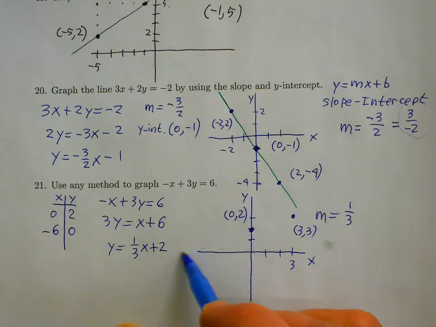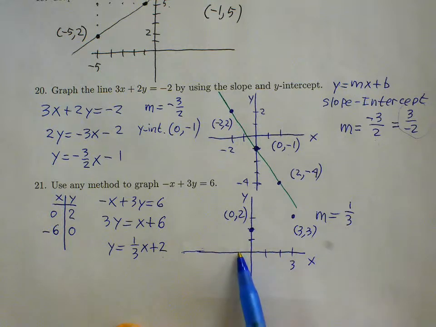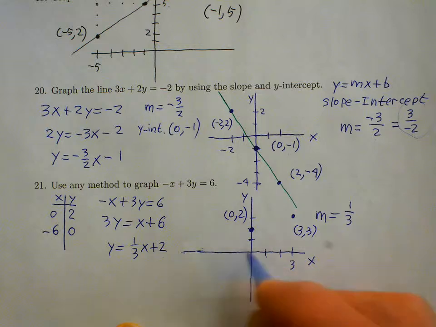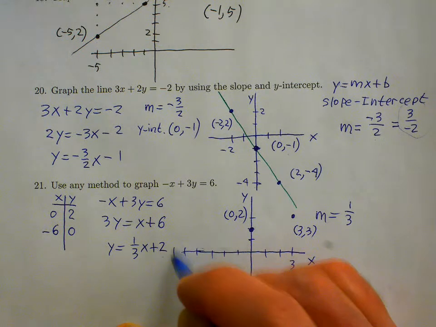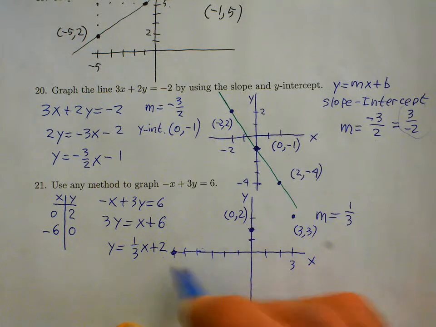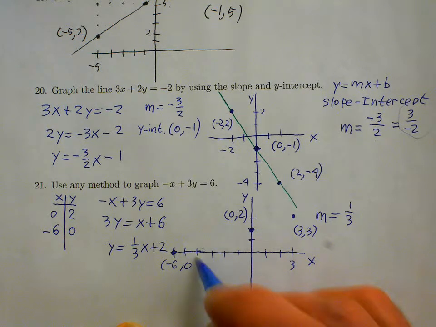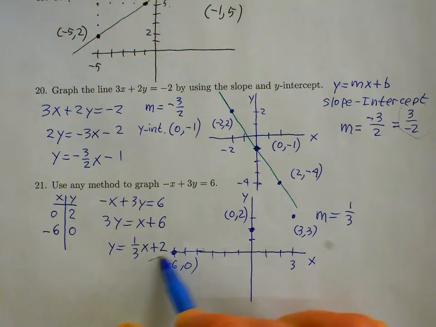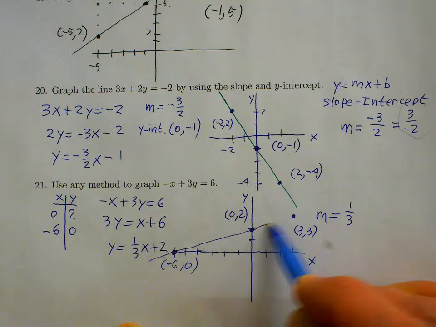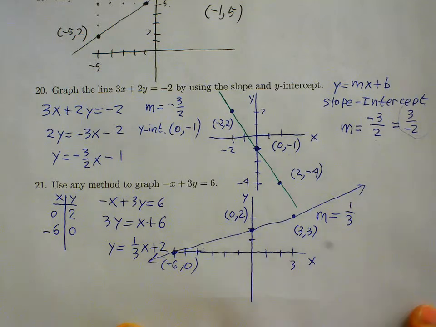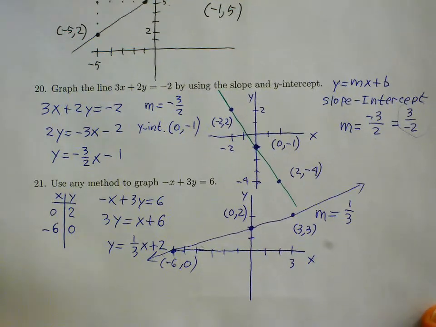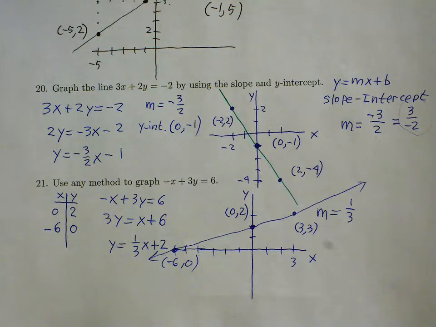If you want to plot the x-intercept, you can do that. We don't really need to, but it's (-6, 0). So my graph is not completely accurate, but it's believable. So we have more than enough points to graph that line. Okay, let's move on to the next page.